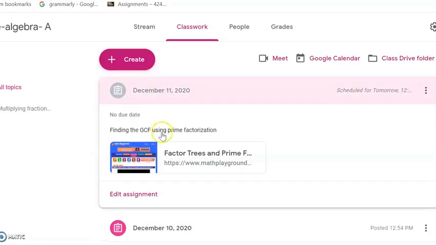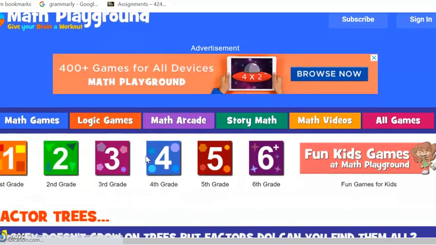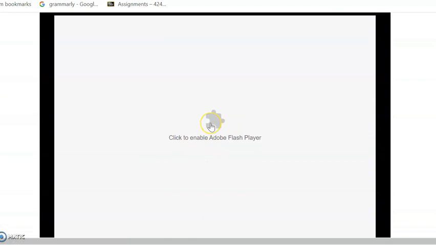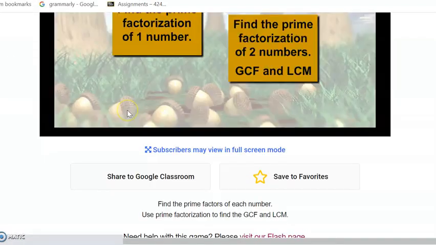Okay, so now you will see that in Google Classroom I have linked a game. So you'll just click on that link. It's going to take you to Math Playground. Right here we will click on the puzzle piece to enable your Adobe Flash, and click Allow.